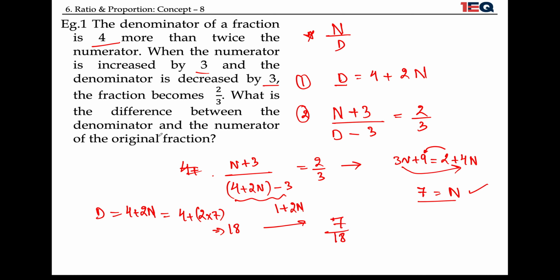What is the difference between the denominator and the numerator of the original fraction? The value is 18 minus 7, which is equal to 11. Okay, so we are done with this question. Moving on.